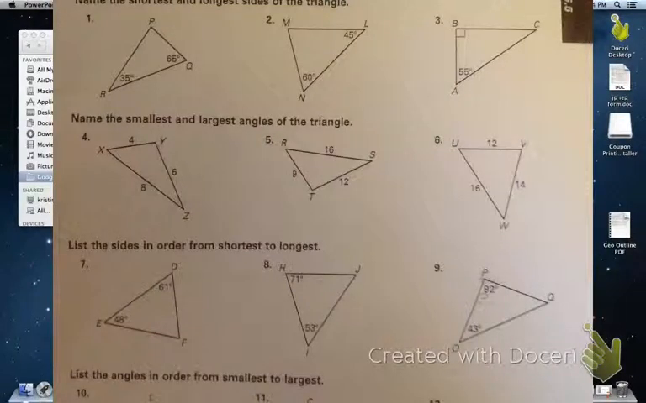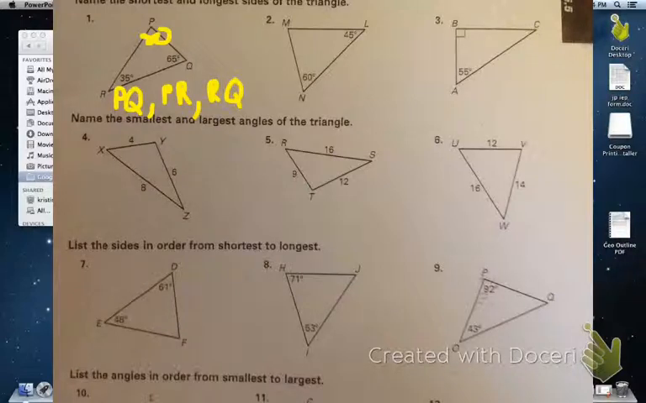Alright, from last night's homework, for the first three, the first thing you had to do was find the third angle by adding up to 180. So for problem number 1, angle P is 80. So once you put those in order, PQ is the smallest, followed by PR, and the largest is RQ.